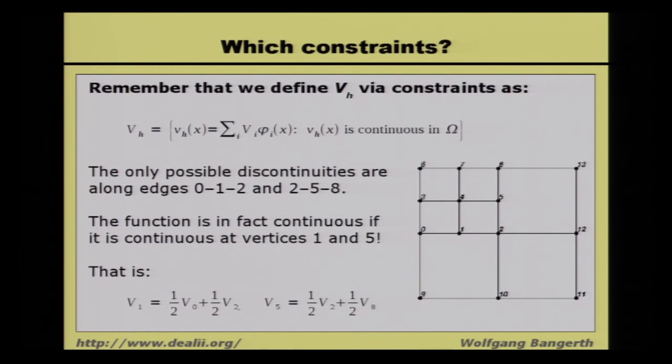Only functions that satisfy this constraint and are linear combinations of all of the shape functions that I defined before are in fact continuous. And I can make the same argument over here on the edge 2, 5, 8: only functions for which the value at vertex 5 equals 1/2 of the value at vertex 2 plus 1/2 of the value at vertex 8, only these functions that satisfy this constraint are in fact continuous. So this is a mathematical description of the constraint that I have stated here, namely that VH is continuous.